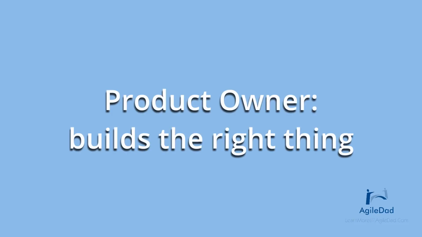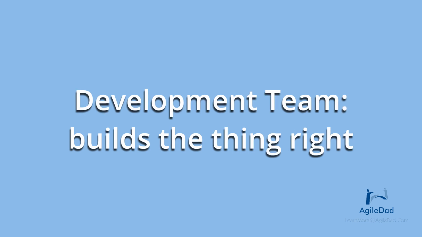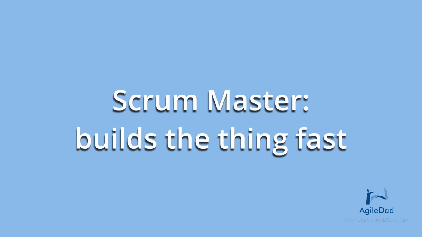The simplest way to break down the 3 Scrum roles for the product owner, Scrum Master, and development team is that the product owner is responsible for building the right thing, the development team is responsible for building the thing right, and the Scrum Master is responsible for building the thing fast.